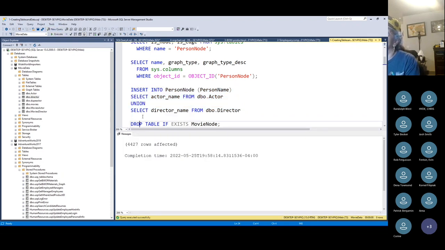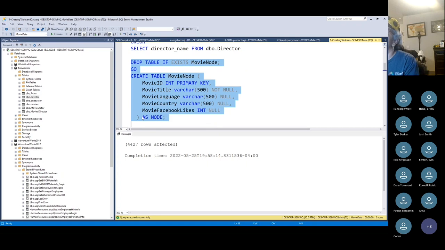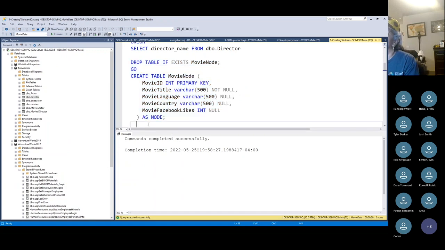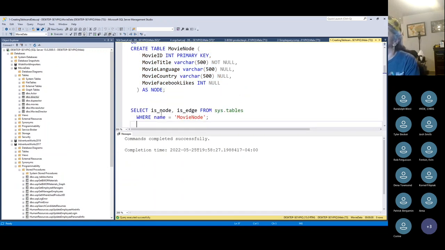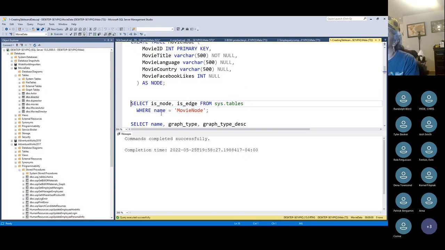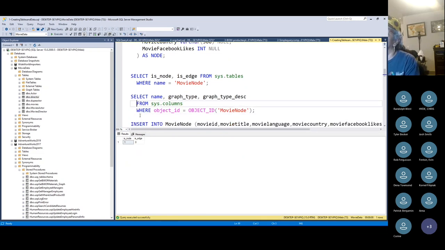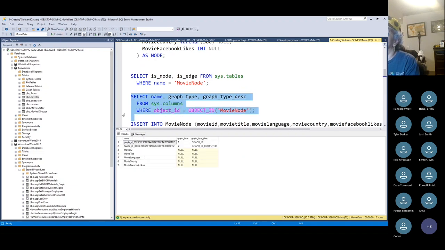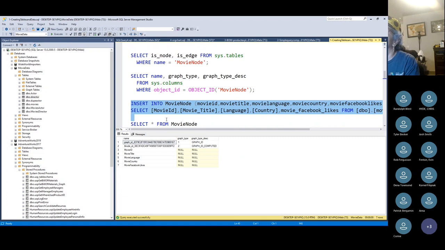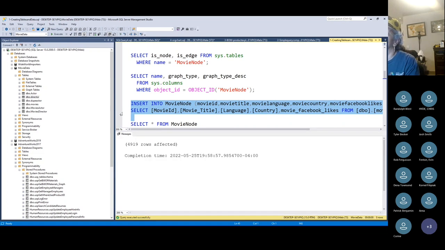Okay. Now I'm going to create a movie node, which is similar to the other one. It's a little bit bigger, but that's literally all it is. Same thing, if I see this node is edge, it's going to show me that it's a node again. Okay. And then I'm going to insert into it from my tables.